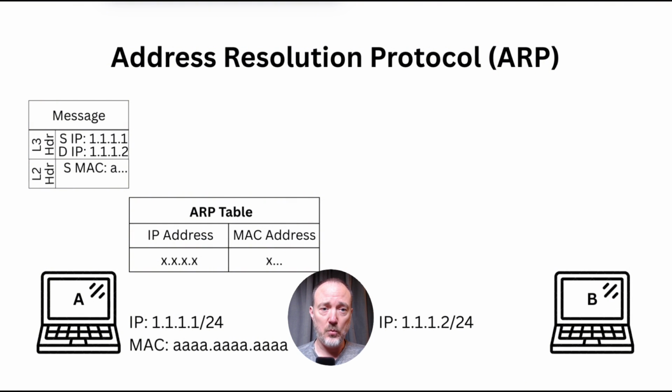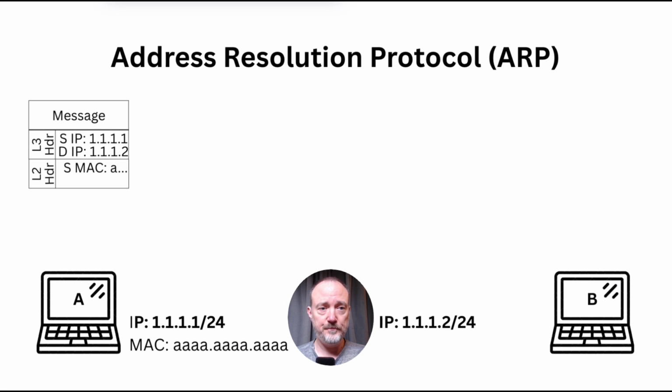In this example, we're going to say that PCA doesn't have that entry. So now PCA can't complete the layer 2 header for the message that it wants to send. Since the destination IP address is part of the same network as PCA, PCA knows that the destination is part of its layer 2 broadcast domain. This means that PCA is actually able to reach that destination at layer 2.